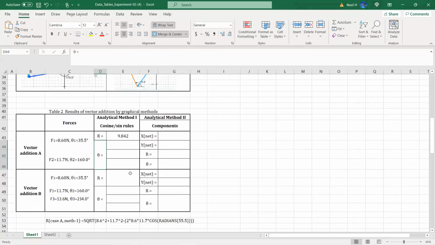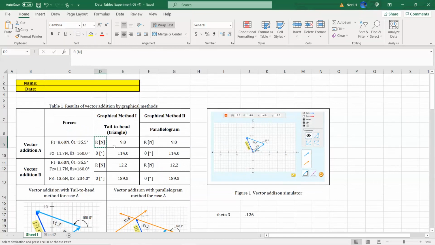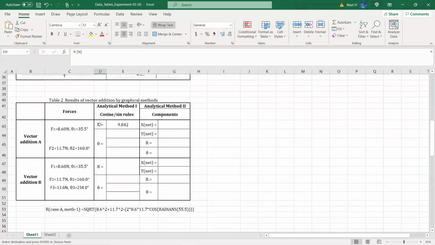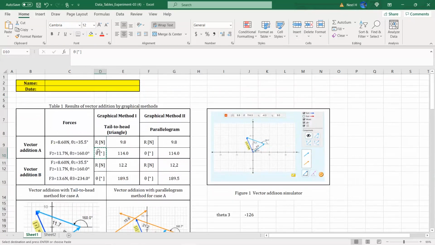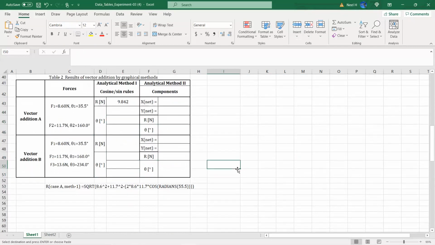Let's do that here. Let's write down that information a little bit here. This R, you need to add the units. I'm going to copy and paste from the previous table. All of these must reflect the unit. All the R's reflect the units, and also all the theta values reflect the unit degree. Okay, make sure you do that. Okay, any question, guys, for the cosine rule for the case A, method 1?